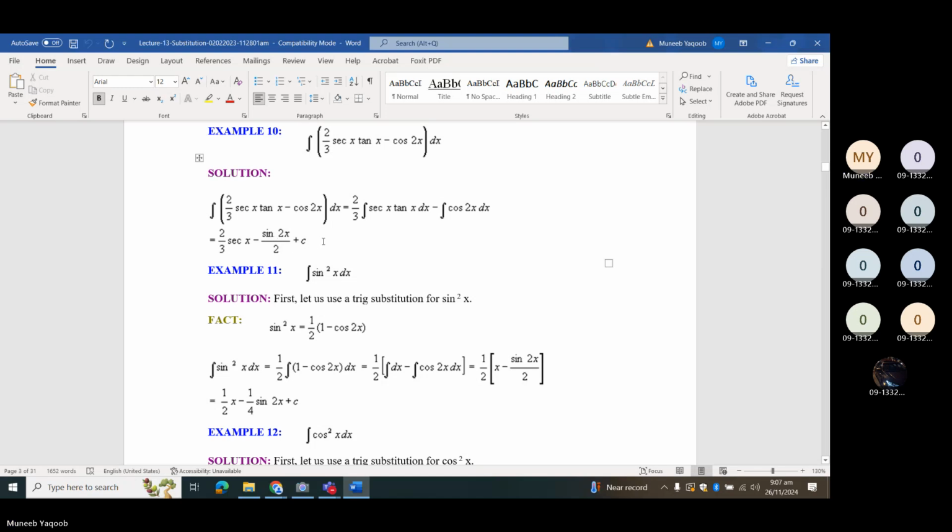Okay. So now coming to example number 11. So in example number 11, we need to integrate sine square x dx.